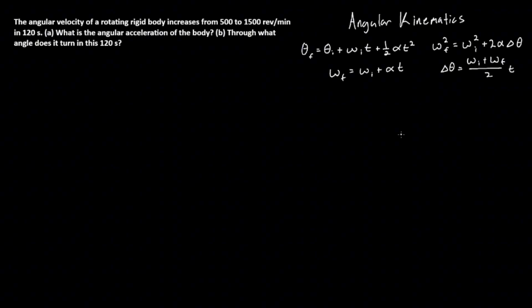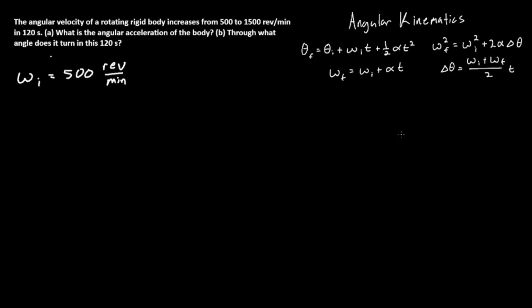So for this next problem, we have an angular velocity of a rotating rigid body, and it increases from 500 revolutions per minute to 1500. Unit conversion. Nice. Okay. So we have an initial angular velocity of 500 revolutions per minute.